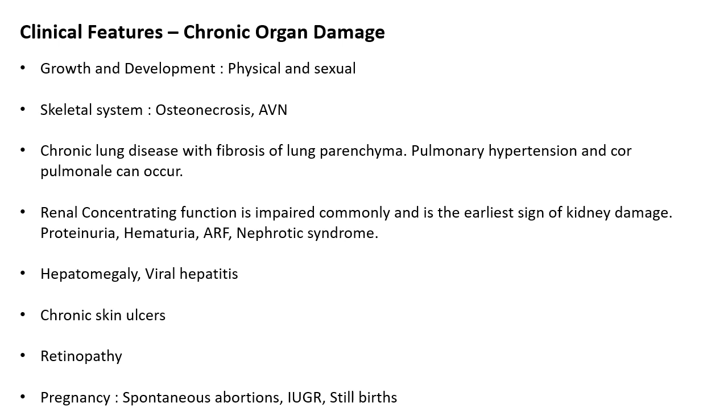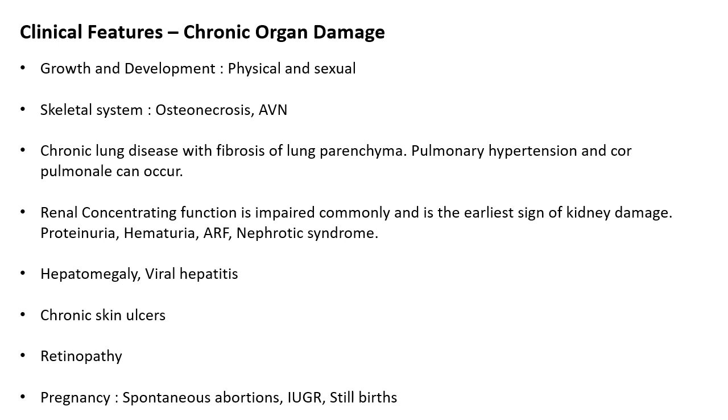The chronic features are chronic organ damage, and growth and development, physical and sexual both, are impaired. In the skeletal system, you can have osteonecrosis, avascular necrosis, and lung diseases with fibrosis are common. Renal concentrating function in the renal medulla is impaired, and this is very common and is the earliest sign of kidney damage, and this is because in the medulla the oxygen tension is low, leading to impairment of the concentrating function. A person may present with proteinuria, hematuria, acute renal failure, nephrotic syndrome, hepatomegaly, viral hepatitis, chronic skin ulcers, retinopathy.